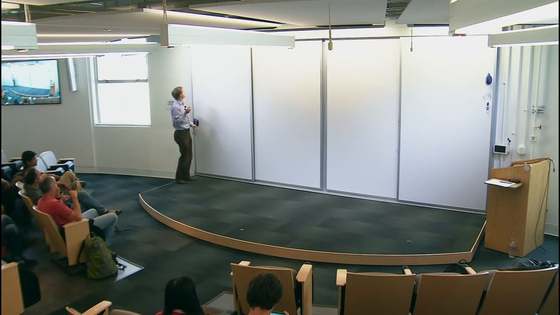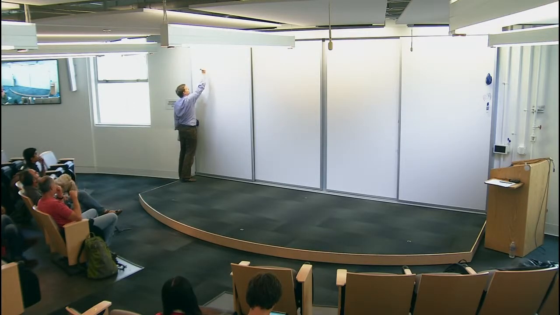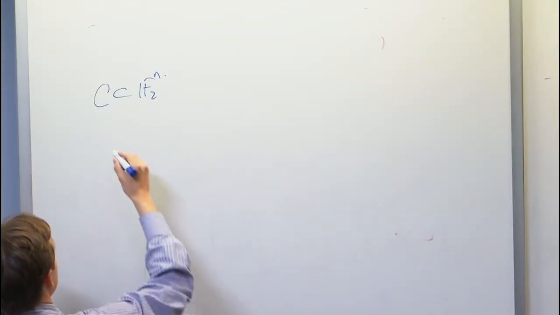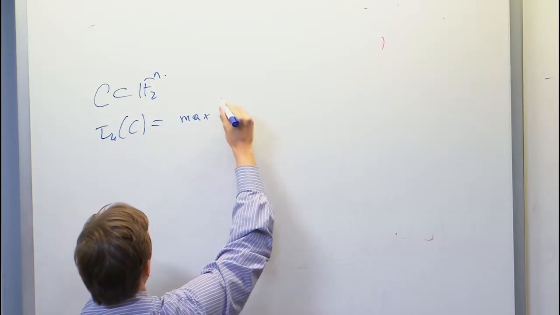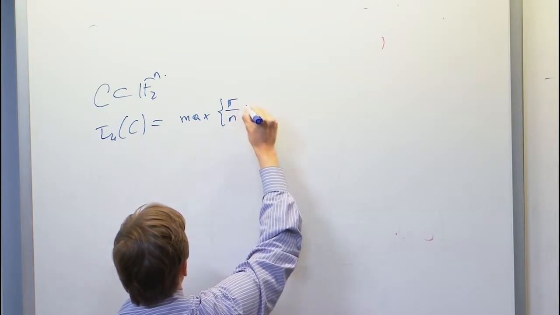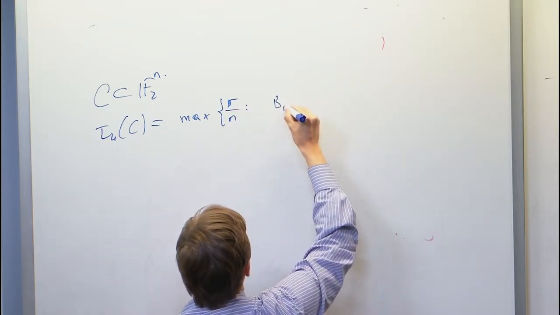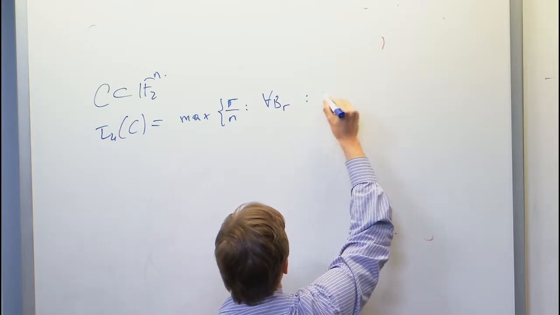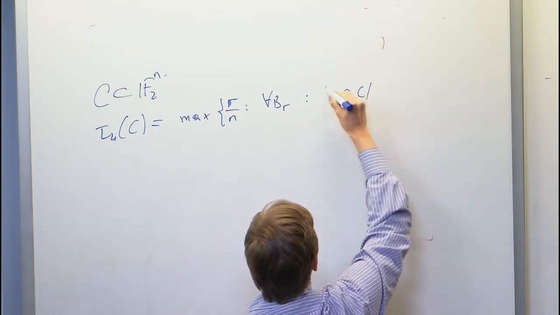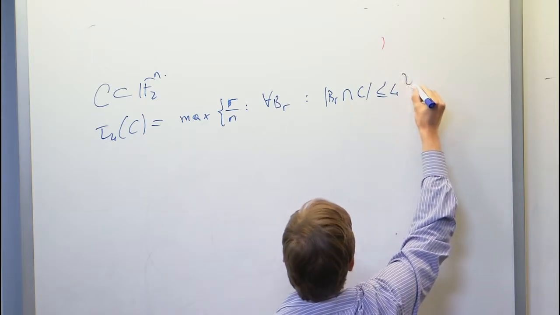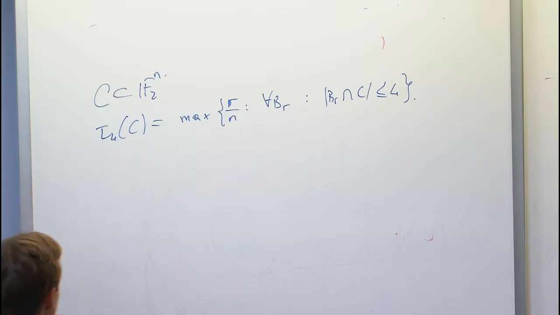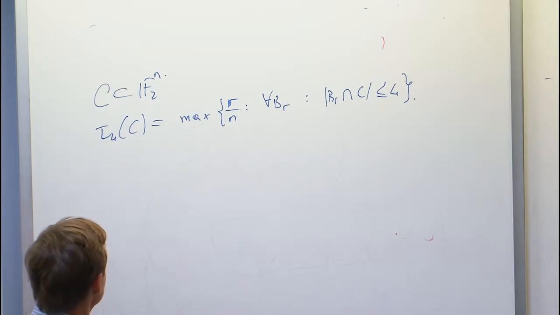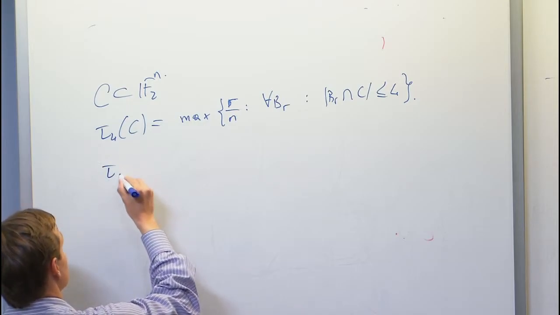Just to remind you what we were doing: for every code in the Hamming space, we defined this parameter, the list decoding radius, which is the maximum relative radius such that every ball of this radius does not contain more than L points. After some pain, we learned that yesterday.